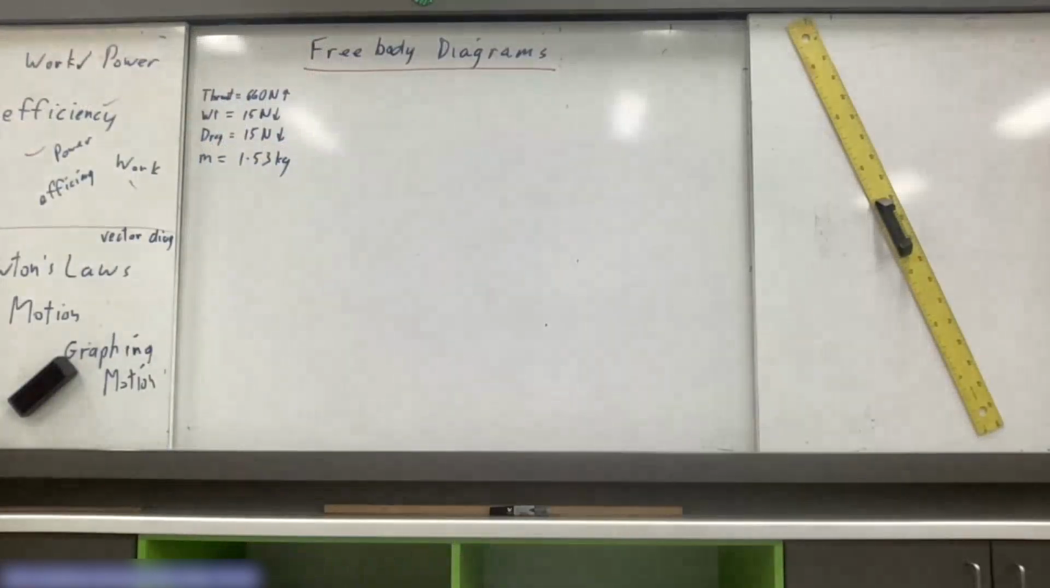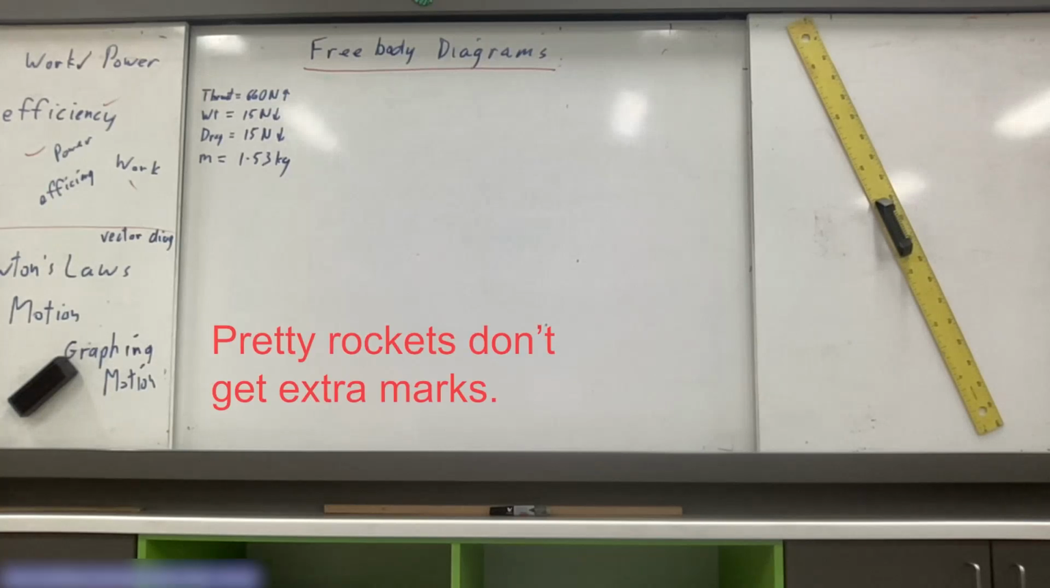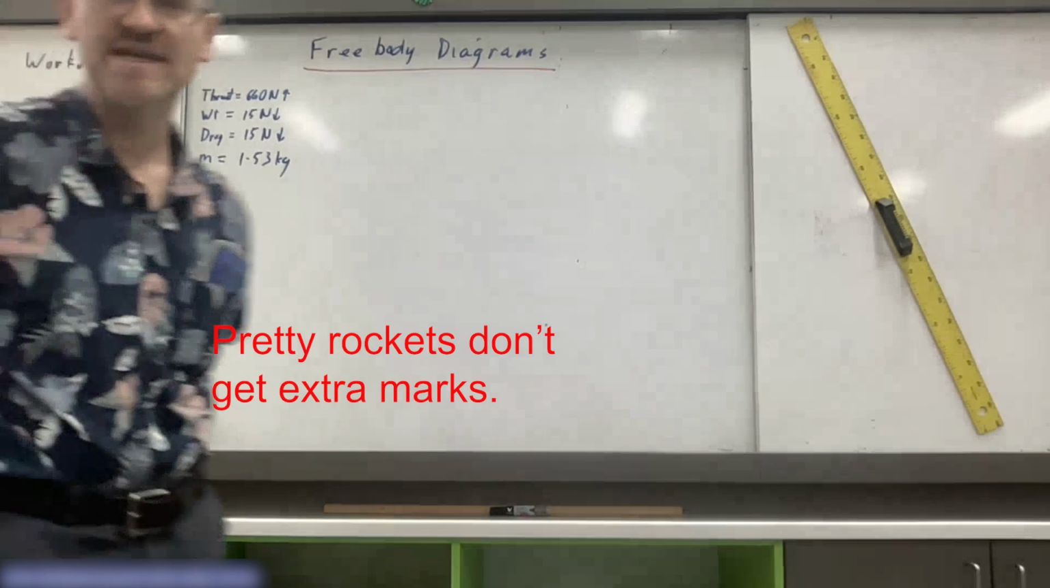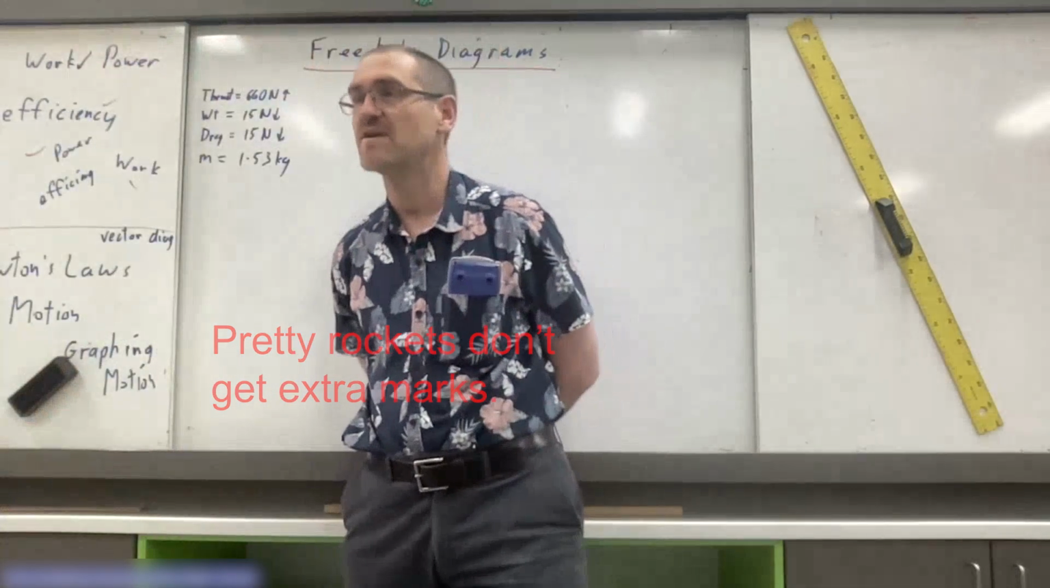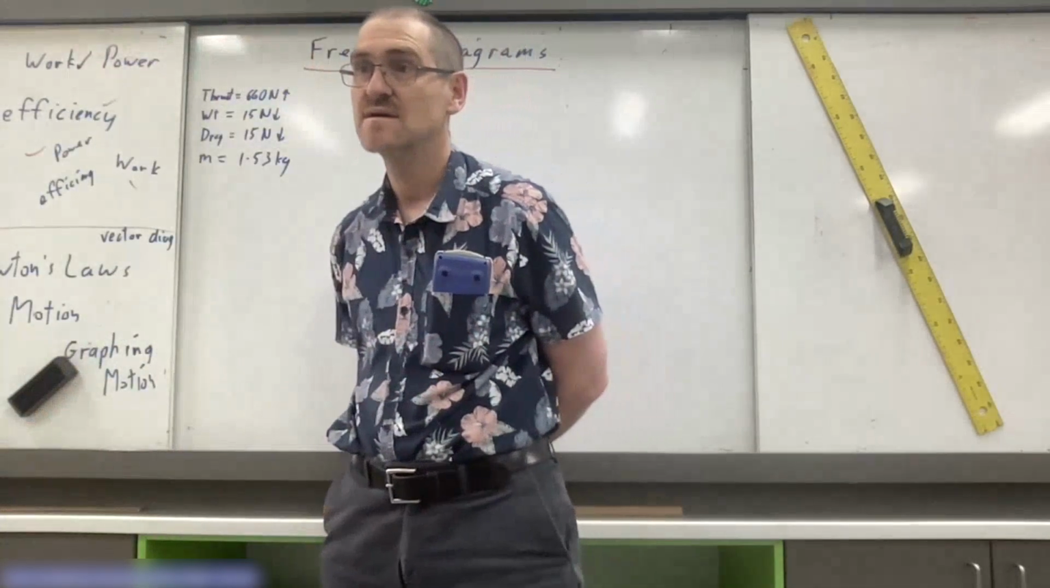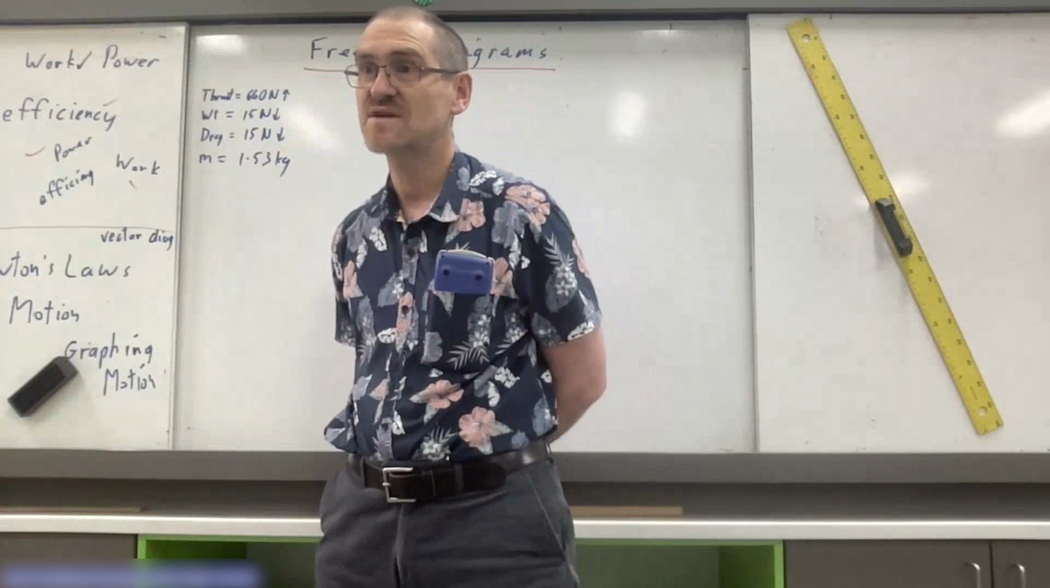Okay, moving around the room, what have we got? Having a look around the room, what have we got? Drawing our vector diagrams. Now, you will not get marks for being an artist. Okay, just keep that in mind. And you do need to be able to answer these questions very, very quickly sometimes.